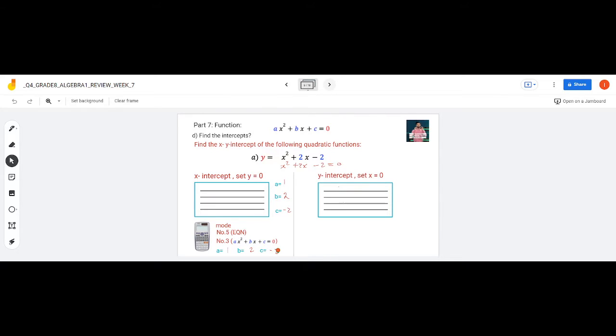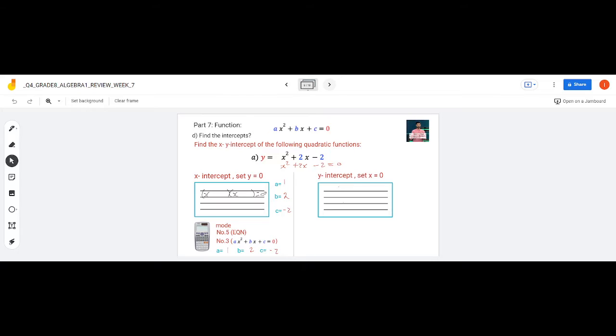Now you can use your calculator and go to mode, then number 5, which is equation, and then number 3. You will see the standard form, and then of course you can put in your a, your b, and your c. All right, so let's go ahead and do that. So I open up my brackets, I put it equal to 0. Because we're working with x, I'm just going to put x in the brackets.